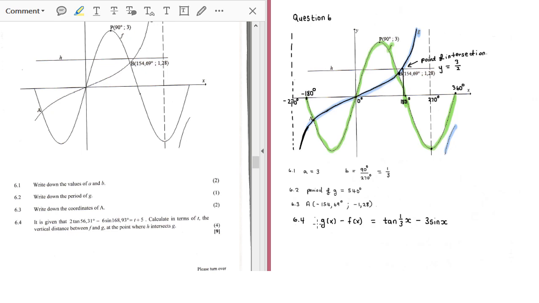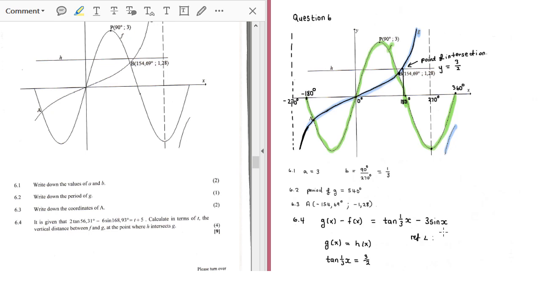Okay, between what? Well, between g of x and h of x. So we can use this equation to figure out what is that specific x value. g of x is the tan of 1/3 x, and that equals 3/2. So you can see how this can now help us to find that x value.